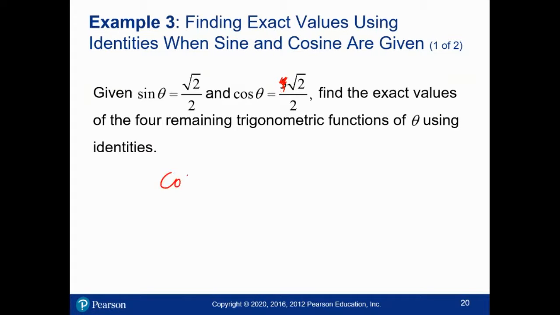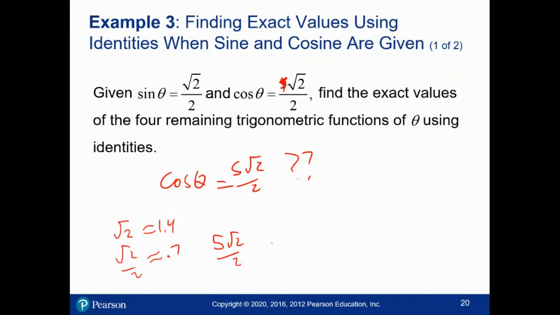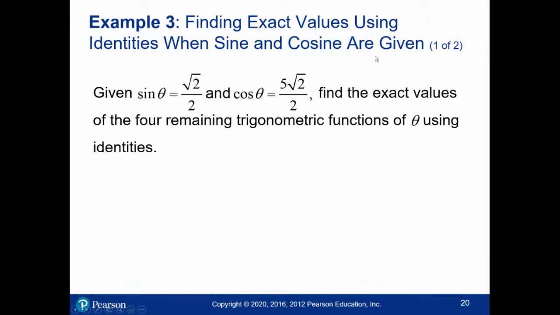Incidentally, how do I know that cosine of theta can't be 5 root 2 over 2? So root 2 is approximately 1.4. So root 2 over 2 is approximately 0.7. But I have 5 root 2 over 2. That's 5 times as big. This is going to be about 3.5. But what's the biggest cosine can ever be? Cosine can't possibly be bigger than 1. That's how I know there's an error here. I suspect the 5 just wasn't supposed to be there.